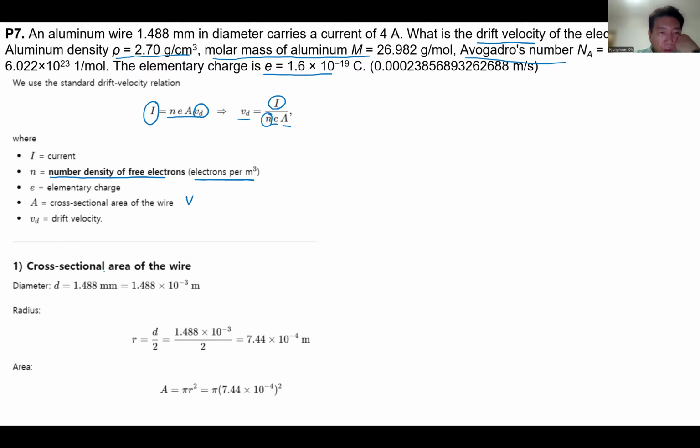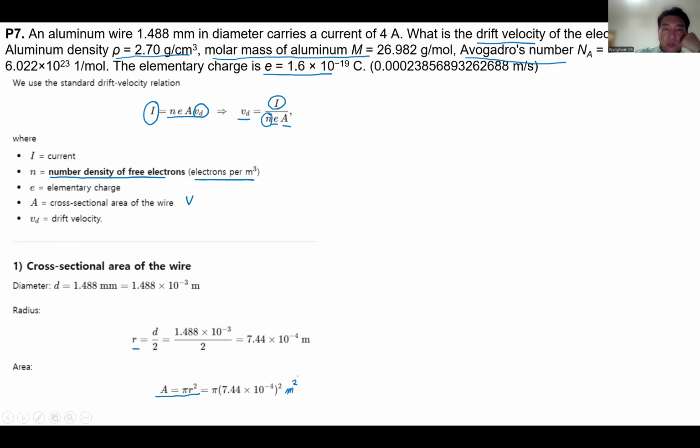So let's try to find out one by one. So cross-sectional area of the wire, A, is given by pi r squared, and r is given by this one, which is the diameter divided by 2, and then we can get pi r squared, and then it is given in meter square.